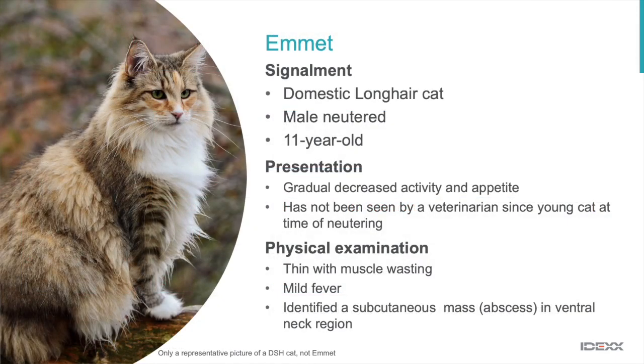The last case that I'd like to discuss very rapidly is that of Emmett. Emmett was an 11-year-old male-neutered domestic long-haired cat that had presented with very gradual decreased activity and appetite for weeks duration. It had not been seen by the veterinarian since a very young cat at the time of neutering. On physical examination, Emmett was found to be thin with muscle wasting. There was mild fever, and they also identified a subcutaneous mass that they felt was an abscess in the ventral neck region.